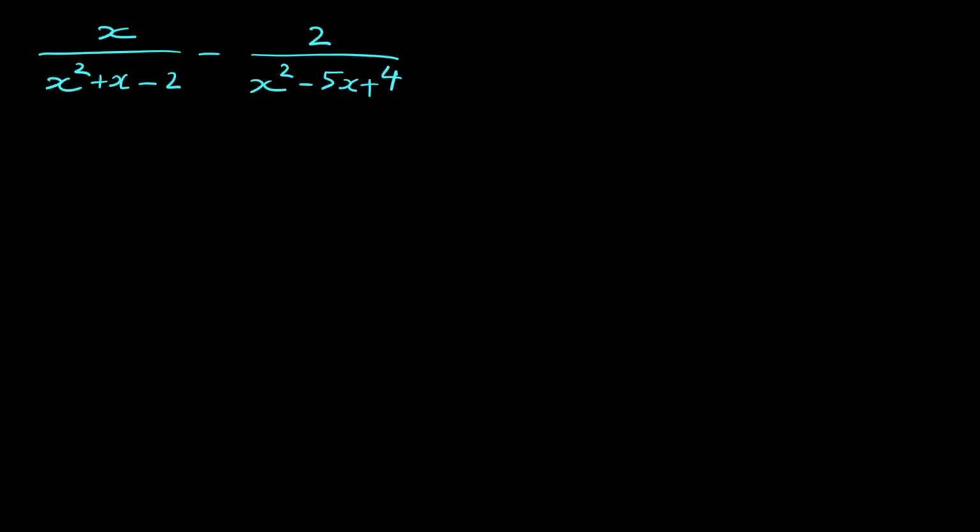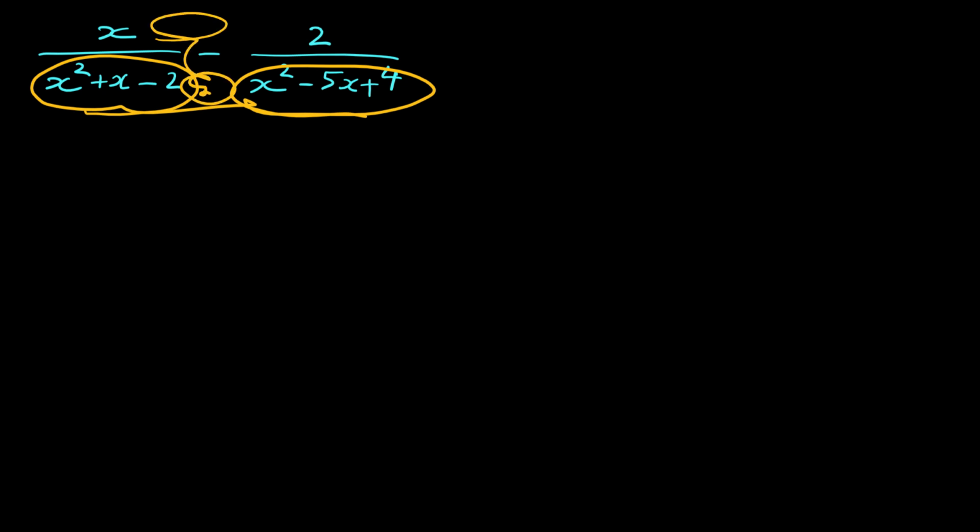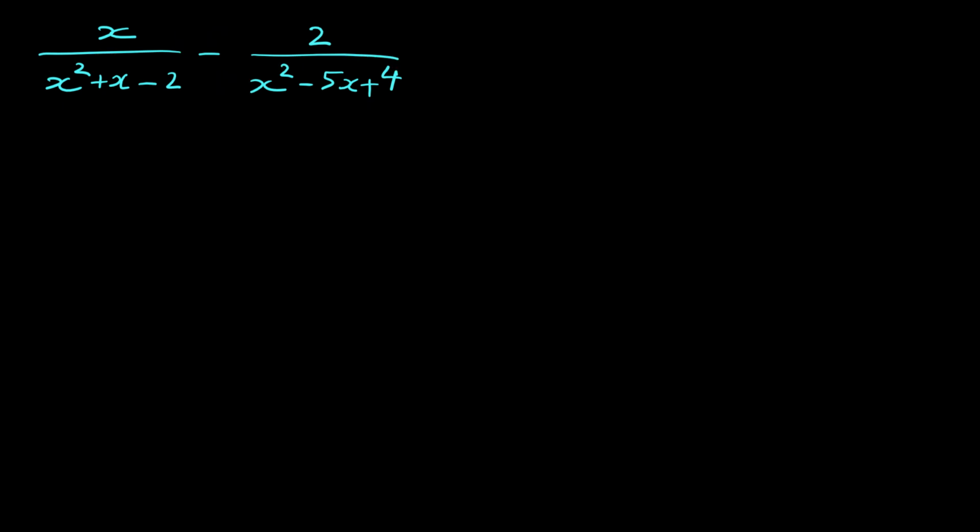Now look at this example. x over x to the 2 plus x minus 2, minus 2 over x to the 2 minus 5x plus 4. This is a little harder example, of course. As you can see, we have this denominator, which is different than this denominator. And maybe you are thinking, okay, we have to multiply the numerator and denominator of this fraction by this. That method works, but that is not the best way for doing these type of questions.